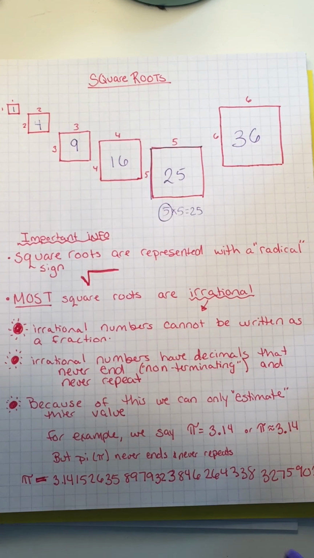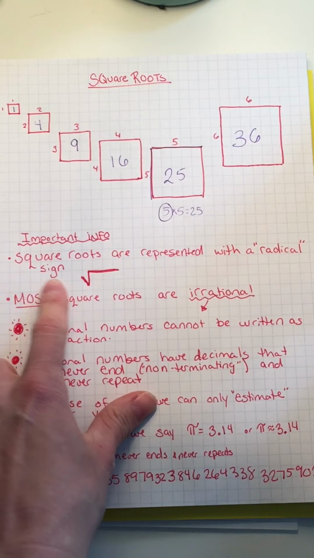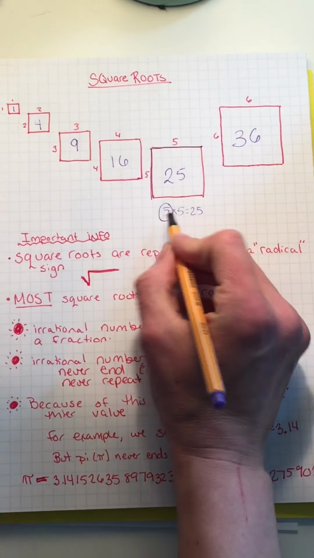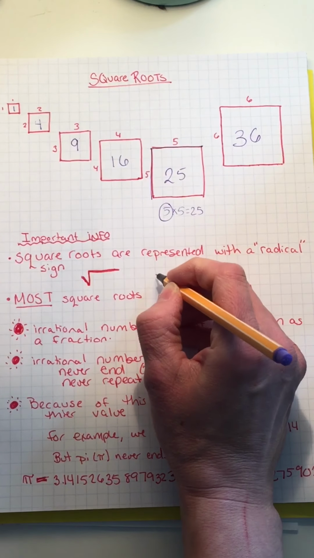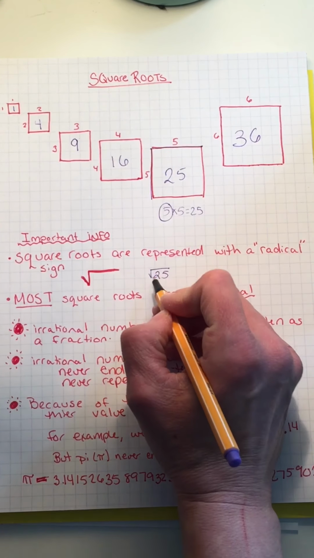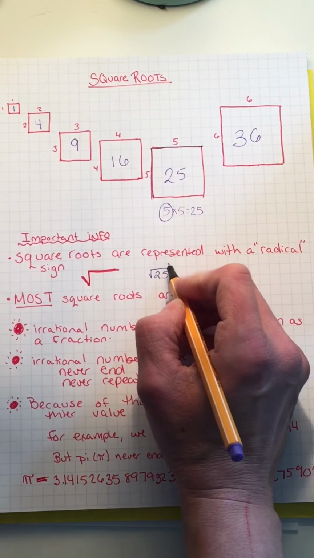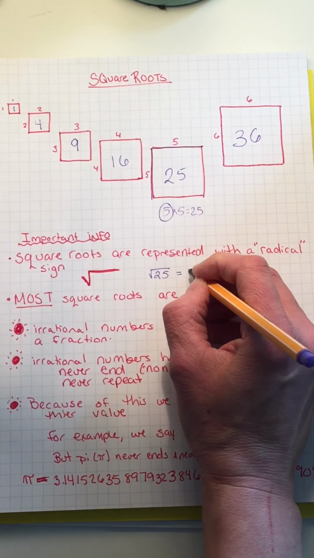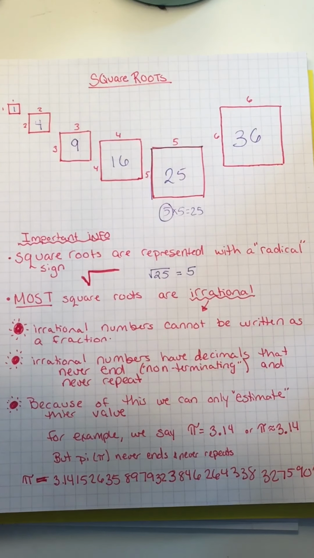When I am talking about a square root, I use a sign called a radical sign. So instead of saying, 5 is the square root of 25, I would say 25 underneath this radical sign, and I can either say it as radical 25 or the square root of 25, is 5.